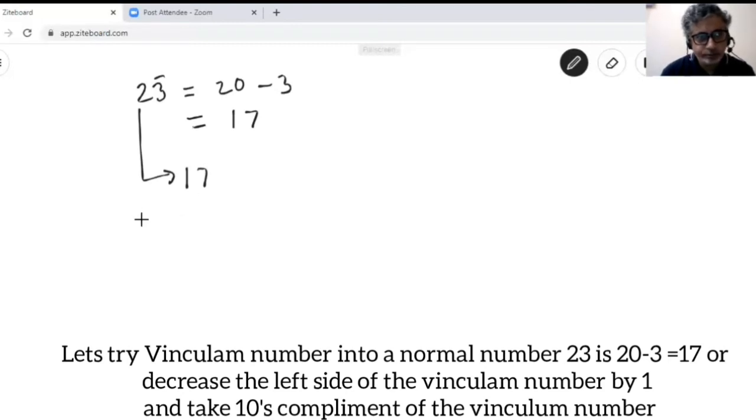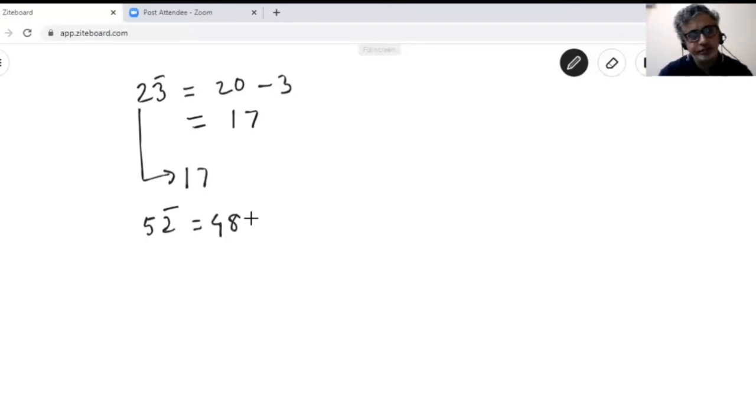Let's take another number, 52 bar. Let's take the second way of doing it: reduce the number on the left side by 1, which is 5 minus 1, which is 4, and take the tens complement of 2, which is 8. So 48. This process is called devinculization. The process of converting a normal number to a Vinculum number is called vinculization. This is called devinculization, so you bring the vinculized number back to a normal number.